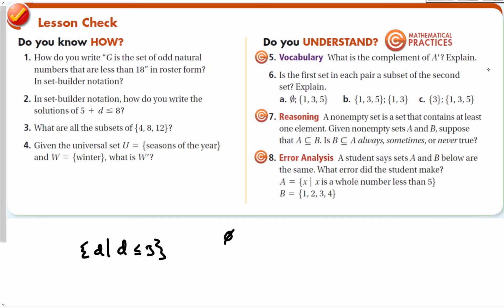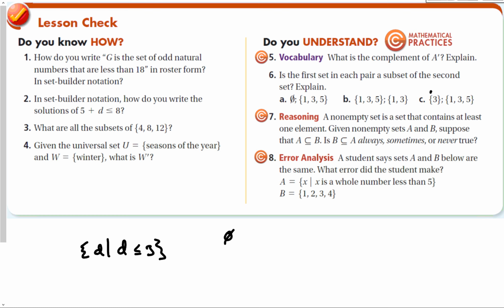Is the first set in each pair a subset of the second set? Yes, the empty set is a subset of everything. 1, 3, 5, a subset of 1 and 3? No, 5's not in there, so not a subset. 3, a subset of this? Yes, 3 is inside the second set.